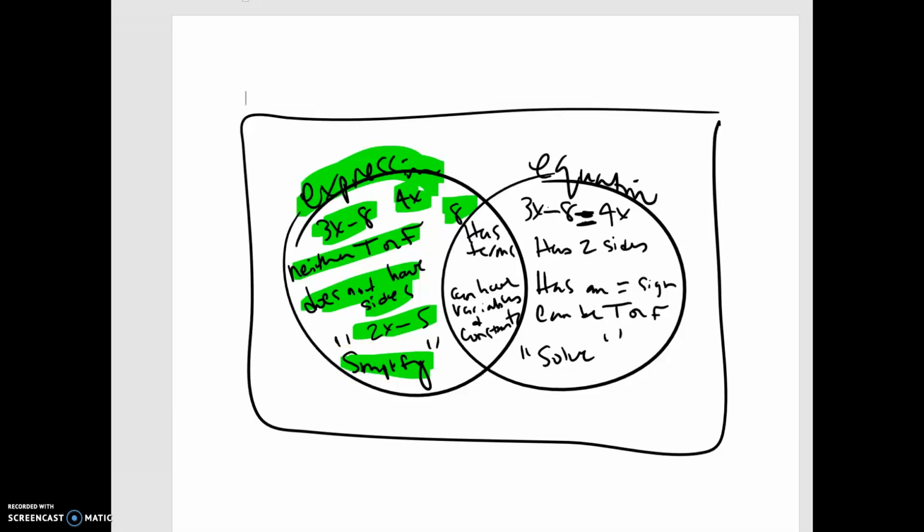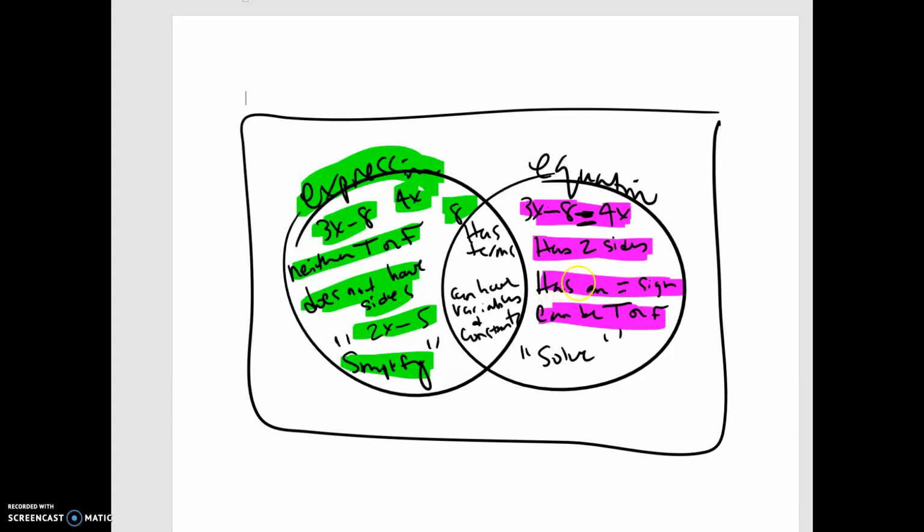With equations, we do have 2 sides, and that's because we have an equal sign. When we have an equal sign, we have one side and another side. So we have 2 sides. Definitely have an equal sign in there. They could be true or false. So for example, if I say x is 0, shoving 0 over here, negative 8 doesn't equal 0. So that's a false statement. It's not true, but it could be true depending on a different value.